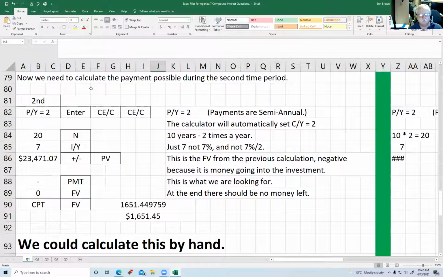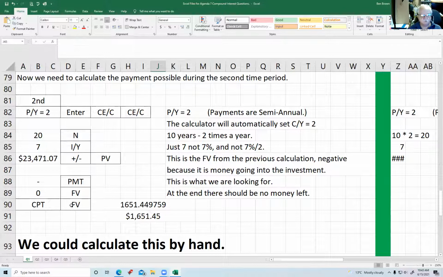And now we can use the BA2 Plus to calculate the payment. The payments per year and the compounding per year is still 2. We have to calculate 10 times 2 is 20. The interest rate is still 7. The present value, we've got to take from the previous calculation, but it's still money going into the investment, so we have to make it negative. We can ignore the payment, but at the end of the time period, there should be no money left. So the future value is 0.